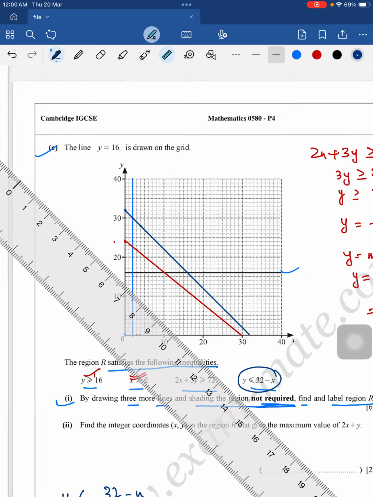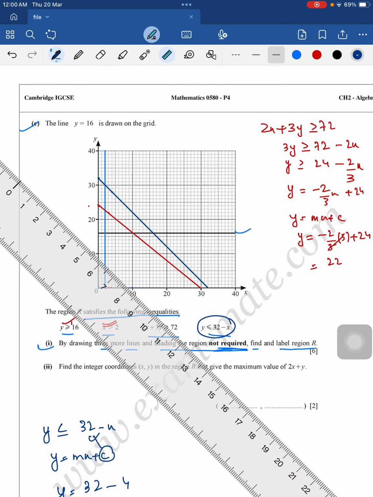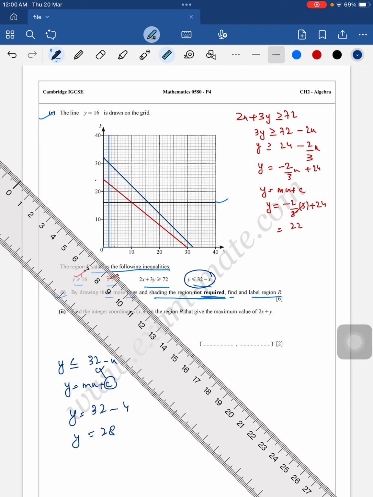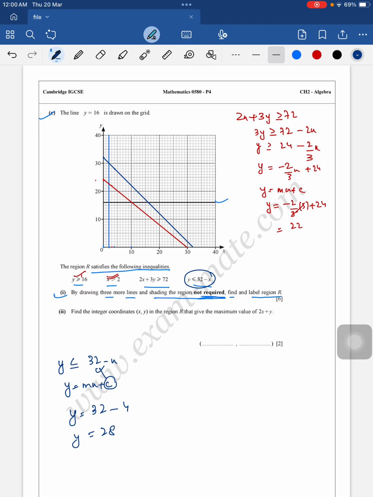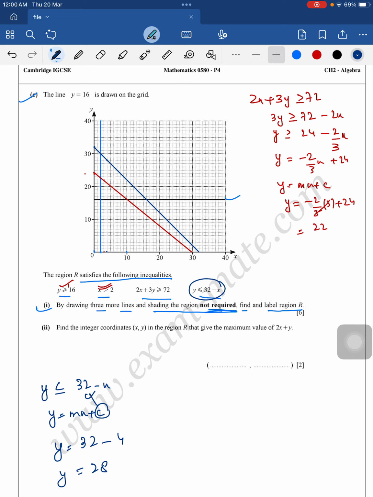Right? So that is what the question is about, the 4 inequalities. Now we have to use the shading part in order to take out the values. First is y is greater than or equal to 16. So greater than is the upper part, so we have to shade the lower part. x is greater than 2 means the right part, so we should shade the part to the left.